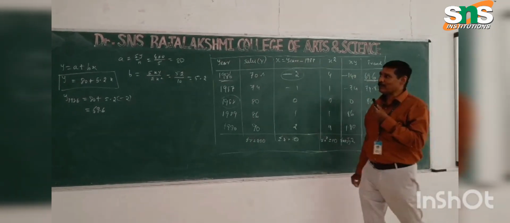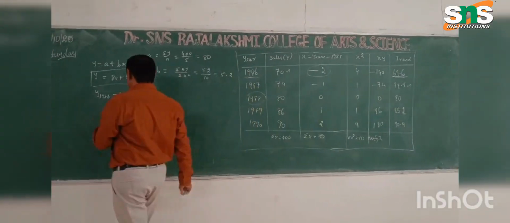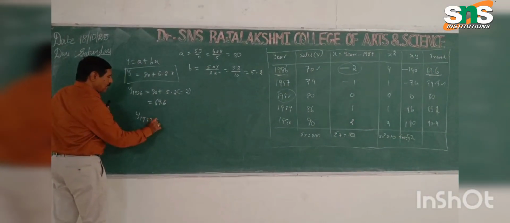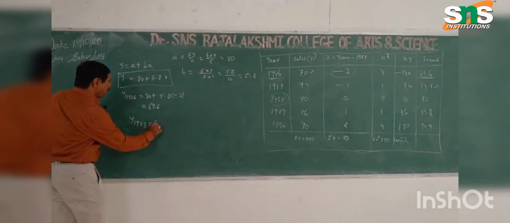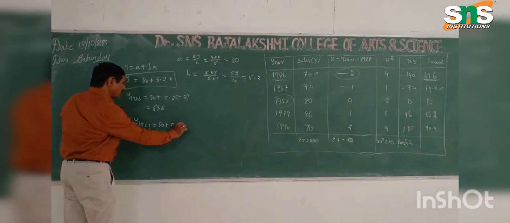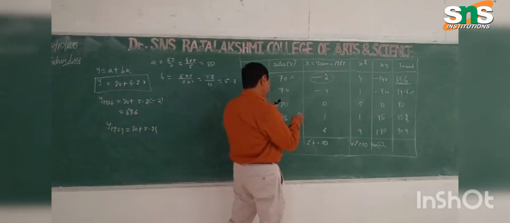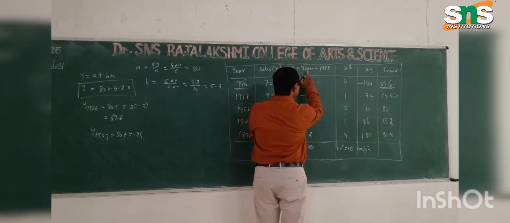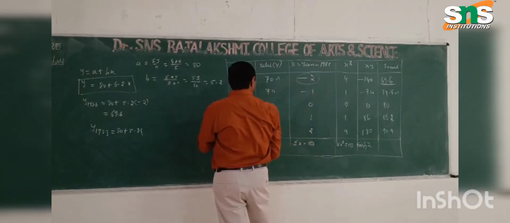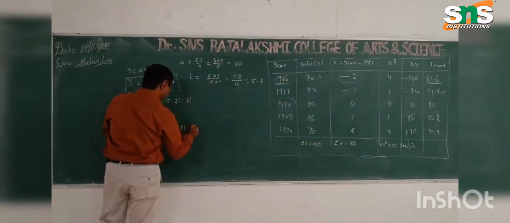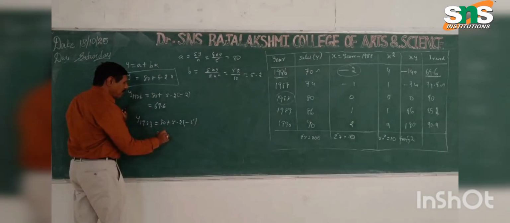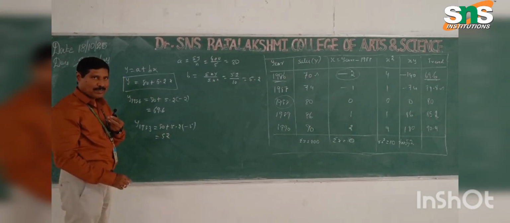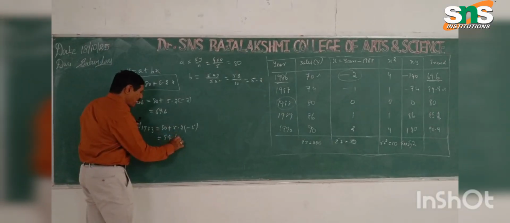Now we got the problem. We analyze the trend value of y for 1983. That means 80 plus 5.2 times x. What is the x value? Substitute here. The year is 1983. So 1983 minus 88 is minus 5. After reduction, the value becomes 54 lakhs. That is 54 lakhs.